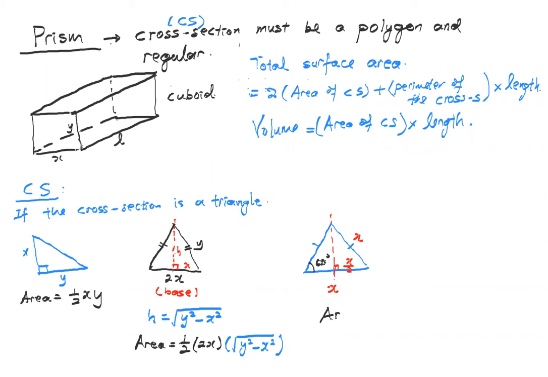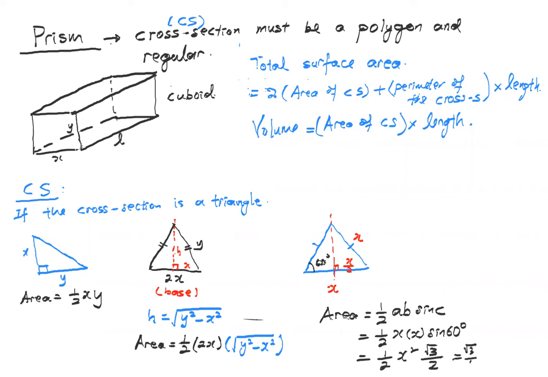So we can use this formula. Area of a triangle is half ab sin C. So you can use half x times x times sin 60 degrees. Sin 60 degrees will be root 3 over 2. If you want, you can just write down this formula so that you can use it straight away. So it will be root 3 over 4 x squared. So this is another way of finding the area of an equilateral triangle.